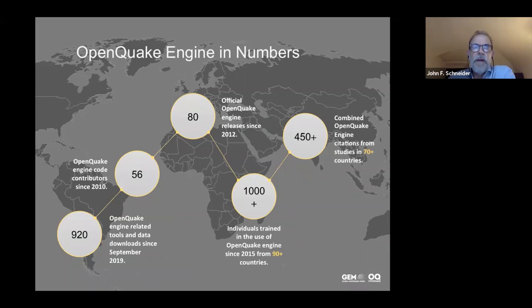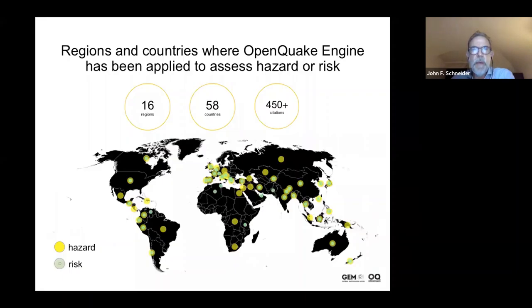And we've identified over 450 citations and papers of studies that have used OpenQuake Engine for analysis of earthquake hazard or risk. These individuals come from over 70 countries. And moreover, the applications that they've developed have been applied in 58 countries. So the studies themselves are covering a substantial part of the earthquake hazard and risk in the world.